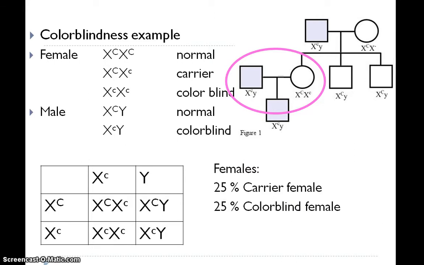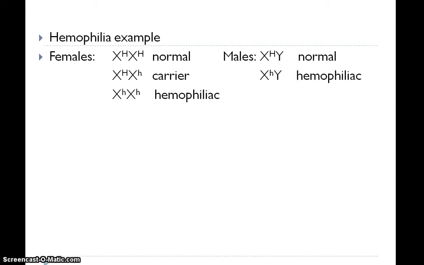The results for this cross will give you a 25% chance that it is a carrier female, a 25% colorblind female. For the males, a 25% normal male, and a 25% chance of being a colorblind male. Here's another example with the disease hemophilia. Hemophilia, if you are normal and you are female, X big H, X big H. Males, X big H, Y. Females can be carriers or hemophiliacs. Males cannot be carriers, but they can be hemophiliacs.